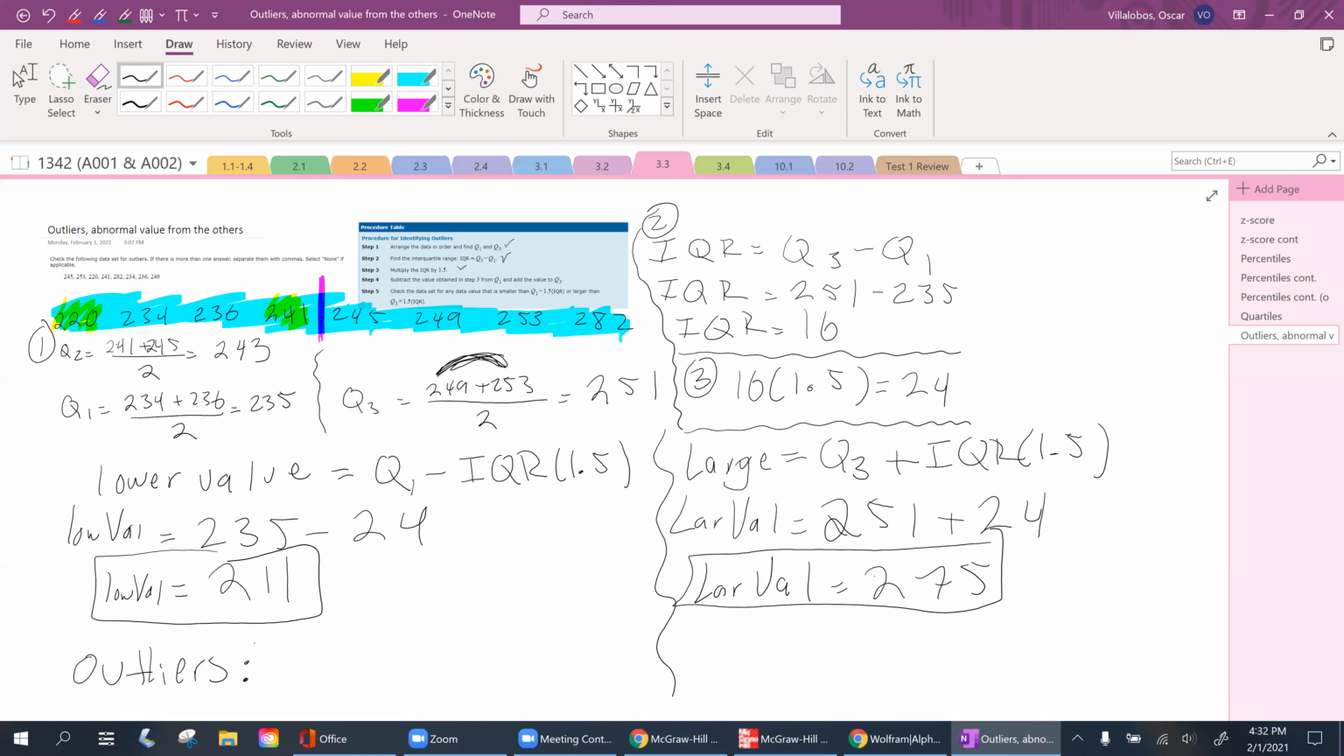I'm looking for anything below 211, anything lower than that left fence. No, I have nothing. 220 is my lowest. And again, here's the importance of writing everything in ascending order. So none there. Now, let's go to the right side, the Q3 side. Do I have anything larger than 275? Aha, I do. It's 285. I'm sorry, 282. So that means the outlier for this data set is 282.